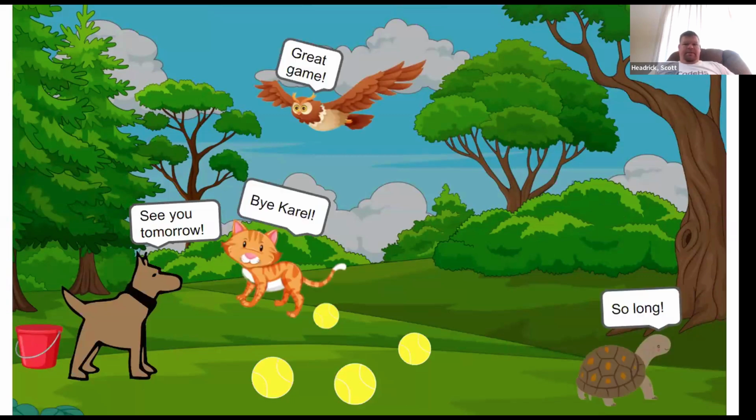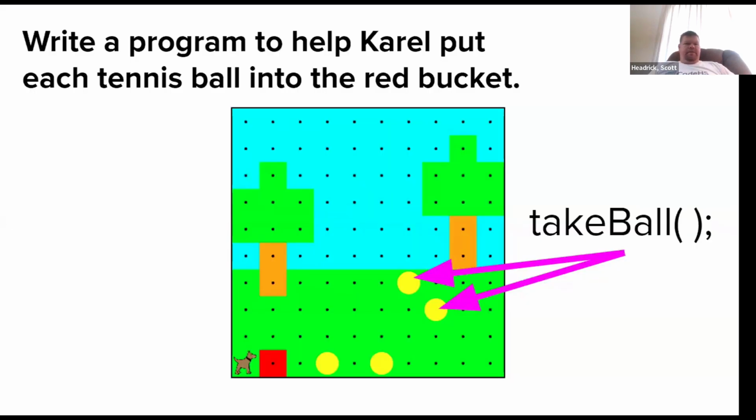All right, you're making things, you've got a rabbit there. And so: write a program to help Carol put each tennis ball in the red bucket. Obviously, for those of you that are overwhelmed at this point, you're like, Scott, what's going on here? Just take a deep breath, because these will be some of the things that your students do. For those of you that really like the syntax, this part is pretty good for you.